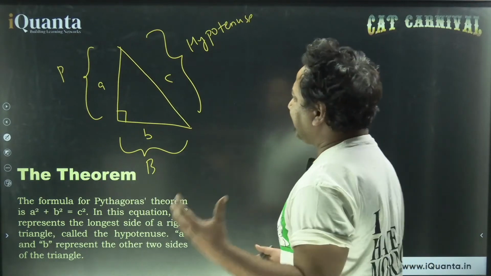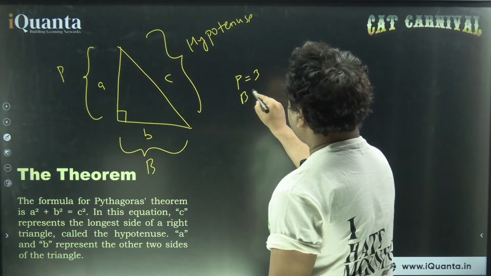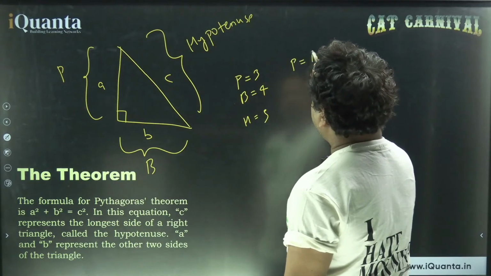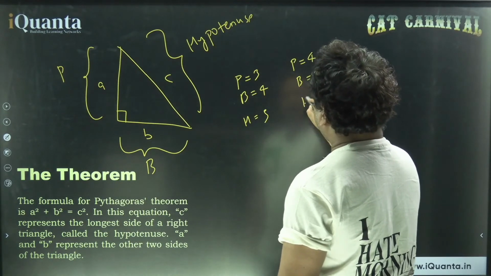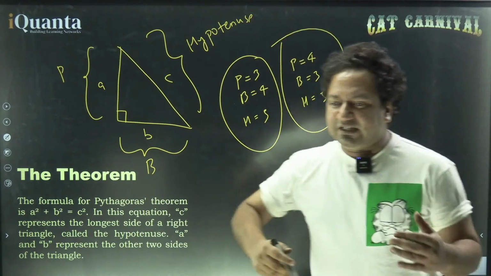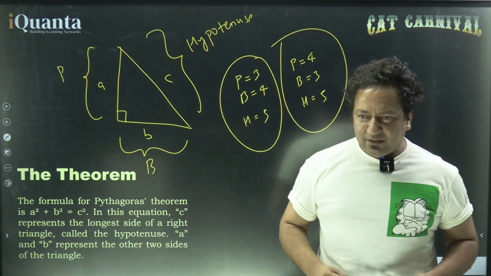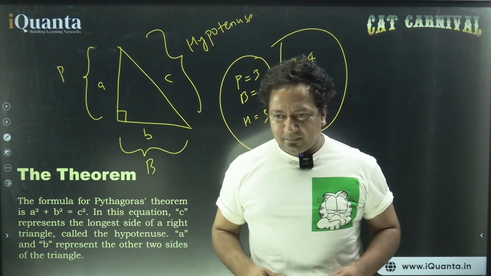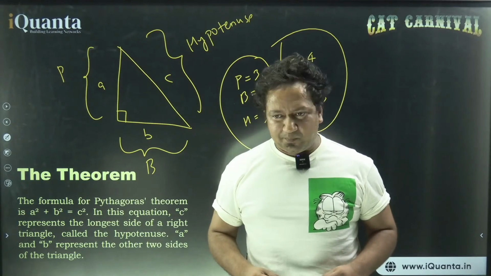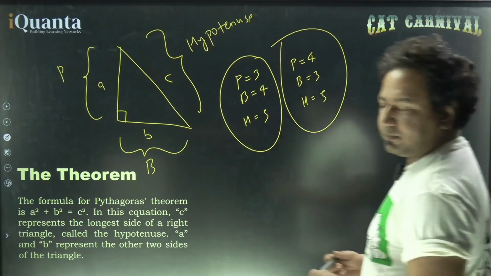So what if I take an example where I say perpendicular is 3 and base is 4, hypotenuse will be 5. I can also say perpendicular is 4, base is 3 and hypotenuse is 5. So both are correct, which means that P and B can be interchanged. Yes or no? Is that clear, everyone? Tell me in the comments, we can do that, right? P and B are interchangeable. All right.